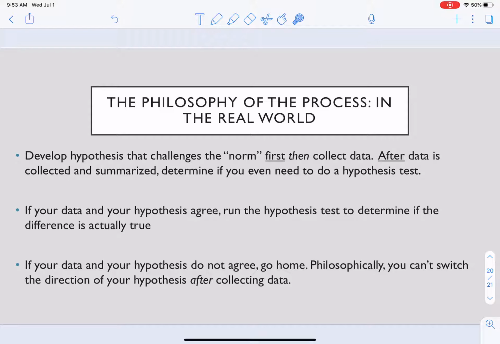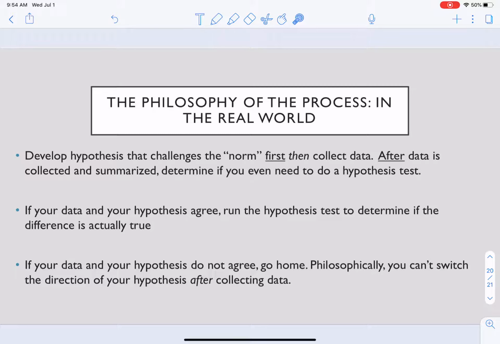Okay, so the first step, this is the real process: develop a hypothesis that challenges the norm. You do that first, and then you collect data. So, like in this instance, the norm was that 38% of the bird population in northeastern Wyoming is these birds. That's the norm, right? Maybe I saw fewer of these brown thrashers on my way to work every day.